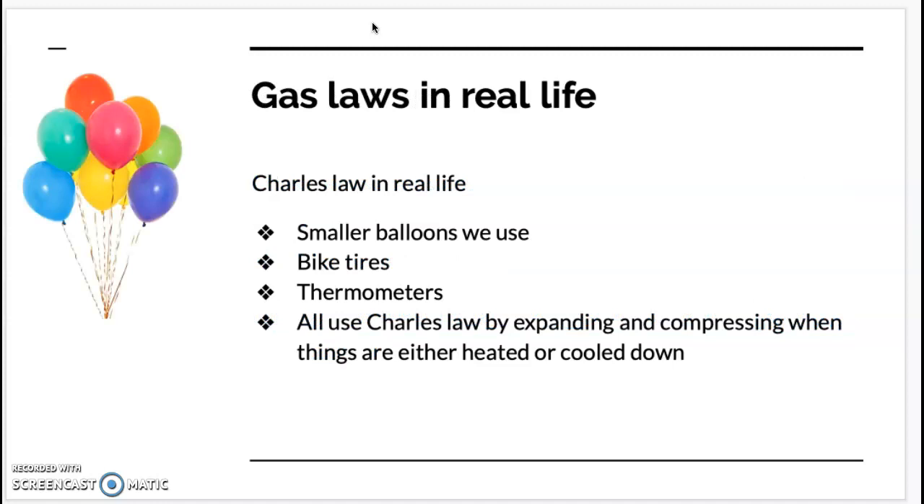The gas laws used in real life, these are some of the Charles' law. Smaller balloons we use now, and those kind of have the same concept. Bike tires and thermometers all use Charles' law, by expanding and compressing when things are either heated or cooled down.